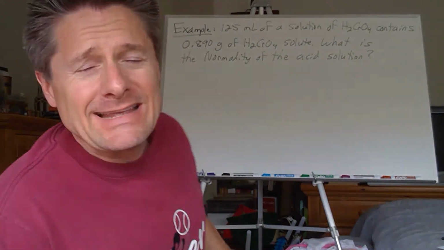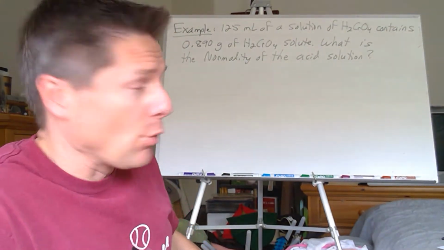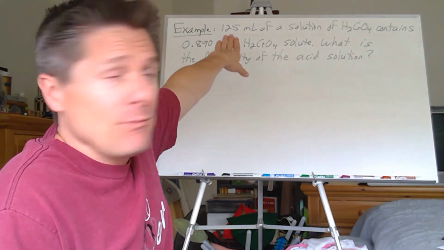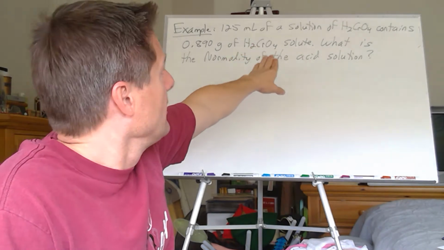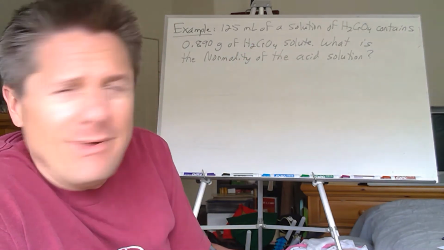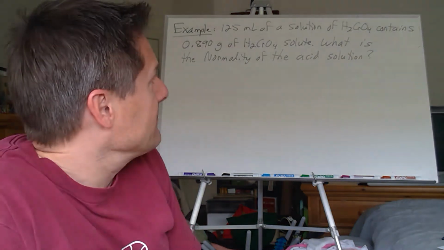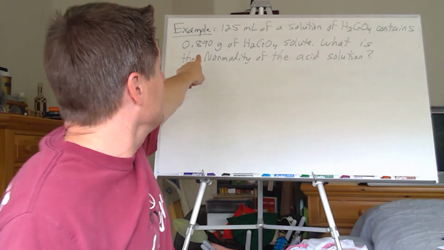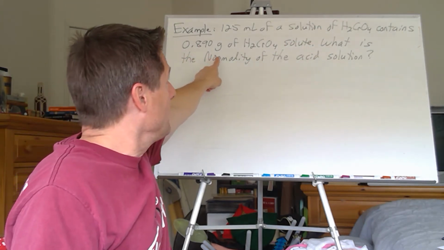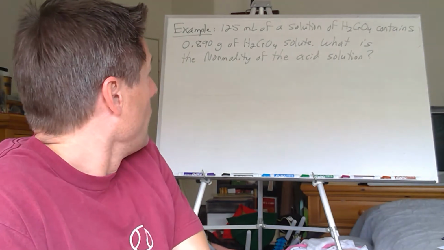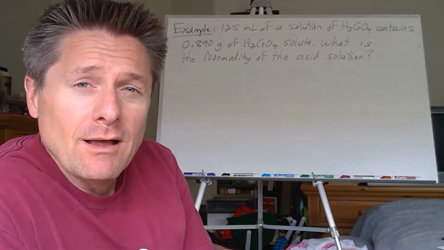Here's something you might see in a laboratory or a problem. Maybe we're making a solution, right? Let's say we make 125 milliliters of a solution of H2CrO4. What's that? Chromic acid, I think. But 125 mL of that solution contains 0.890 grams of H2CrO4 solute. What is the normality of that solution?